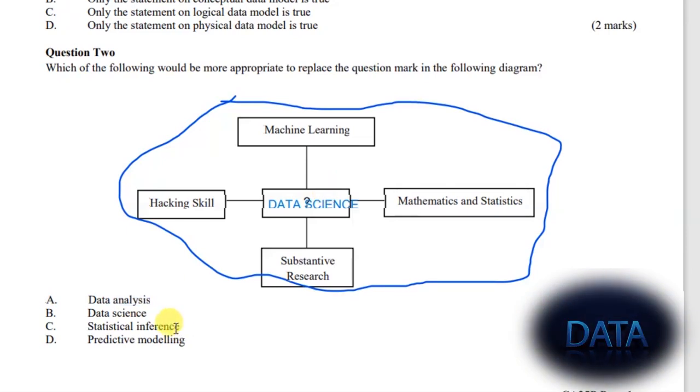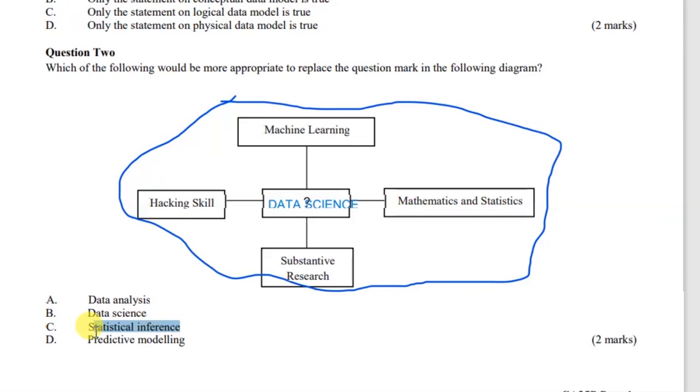There is C, statistical inference. Statistical inference is a branch in statistics, and therefore it cannot replace the question mark at the center, because at the beginning I mentioned that the appropriate discipline at the center should be broader than the ones at the periphery. So if statistics is at the periphery, the statistical inference cannot be at the center because statistical inference is a subset of statistics.